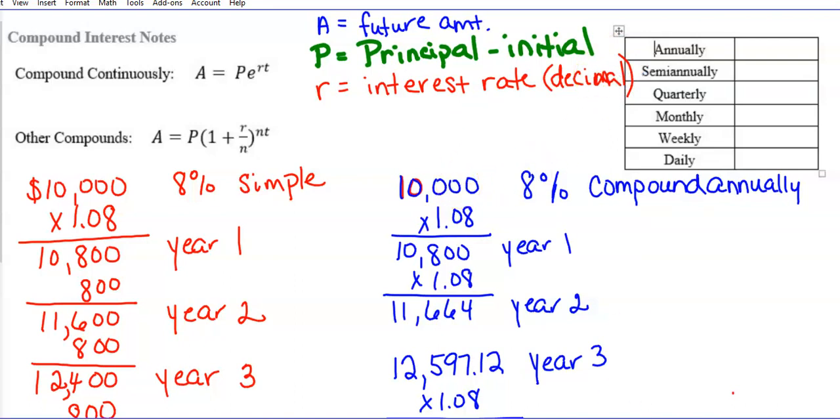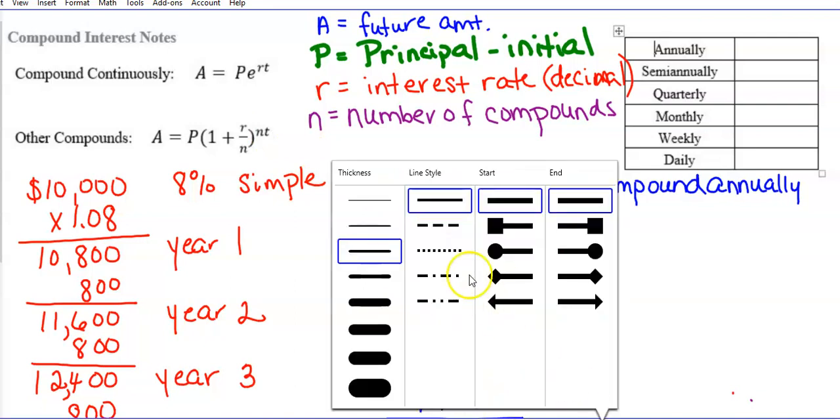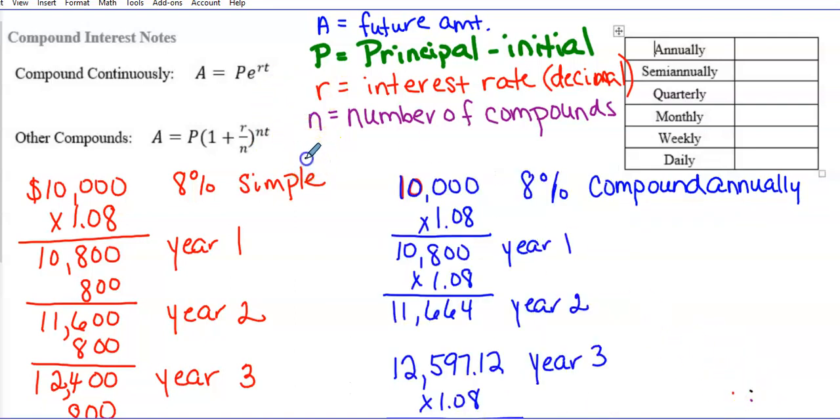Okay. The N is the number of times that it's compounded. So put number of compounds. And then the last thing is T, and T here, one more color. T is time. And I do this in cursive. So T is the amount of time. Okay, so we have this formula right here, and this is for any of these compounds right here.